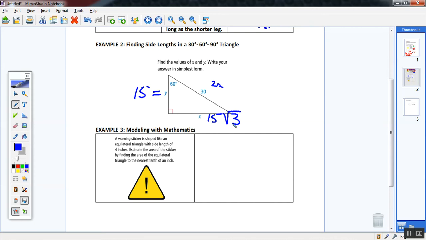So let's model this. It says a warning sticker is shaped like an equilateral triangle. It says with side length of what? So we know all sides are what? It says estimate the area of the sticker by finding the area of the triangle to the nearest tenth. Okay? No problem.